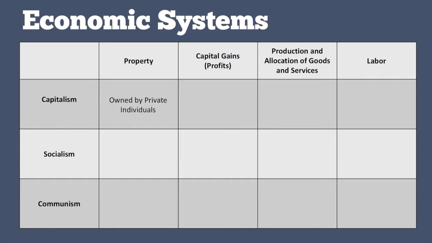So what do capital gains look like in a capitalistic society? Think of this as profit. What does profit look like? Profit accrues to those private individuals that own the capital assets. So in a capitalistic system, you get to own the capital assets and you also have rights to the profits that that capital asset generates.